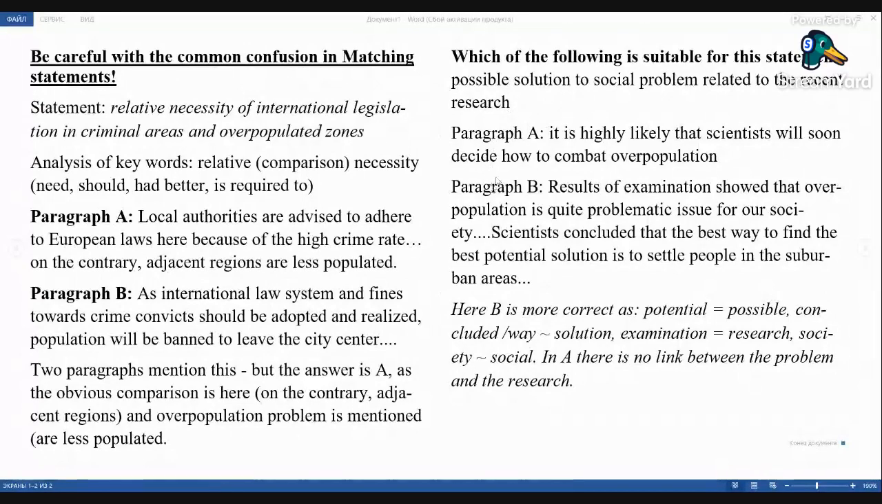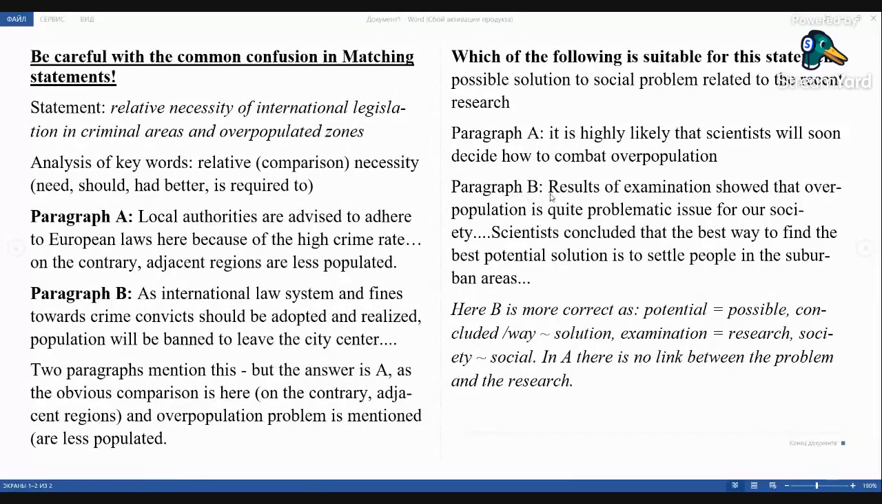So, we have two paragraphs, paragraph A and paragraph B. In paragraph A, we can see it's highly likely that scientists will soon decide how to combat overpopulation. Well, actually, overpopulation is a kind of social problem. We can see the word combat, but we can't see anything about research. Yeah, we can see scientists, but it's not about the recent research. There is no clear link to research.